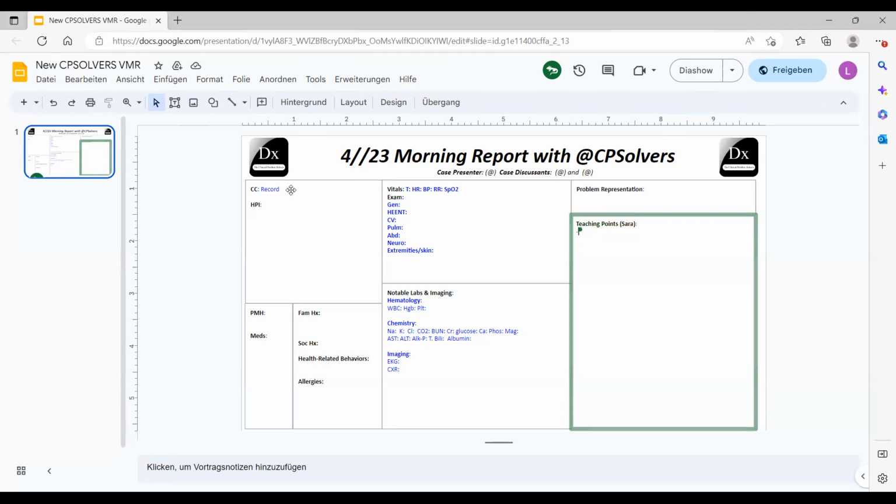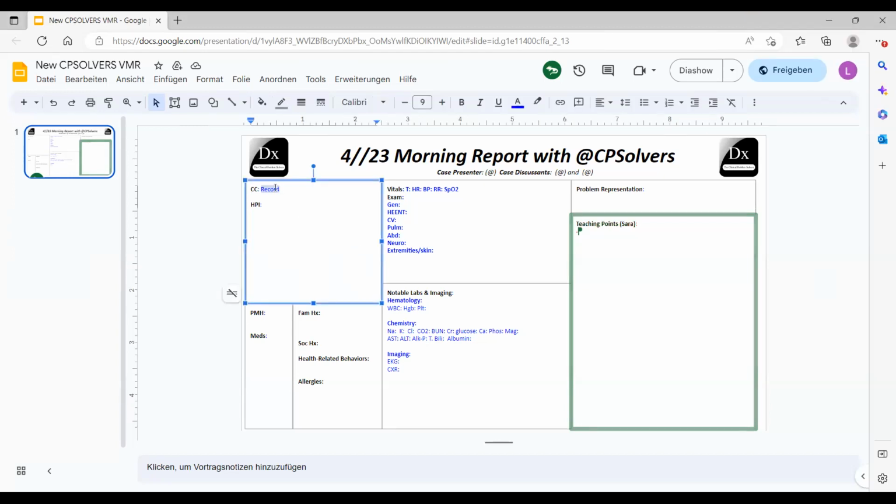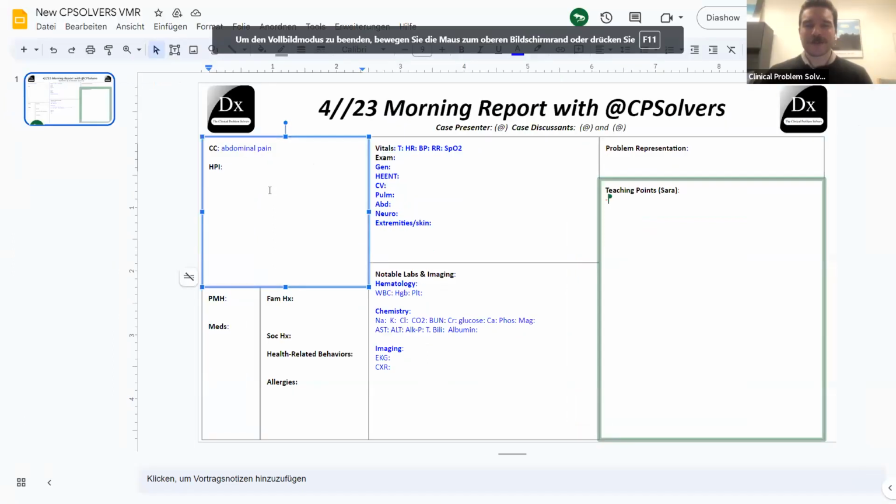Okay, so for the chief complaint, this patient presented with abdominal pain. Would you like me to go on for the HPI, or would you like to dissect the abdominal pain right now? Why don't you take us through the HPI here to start?